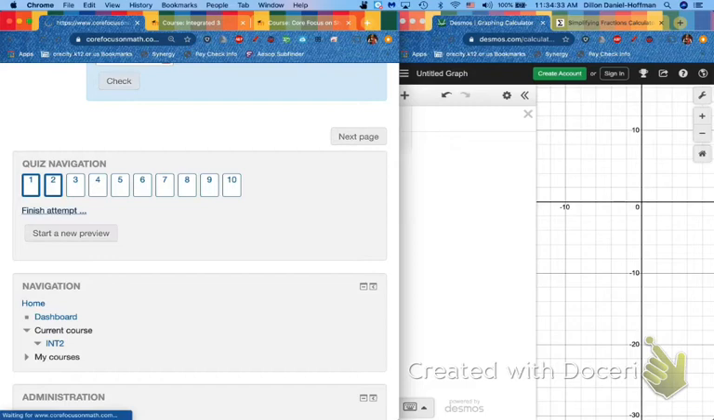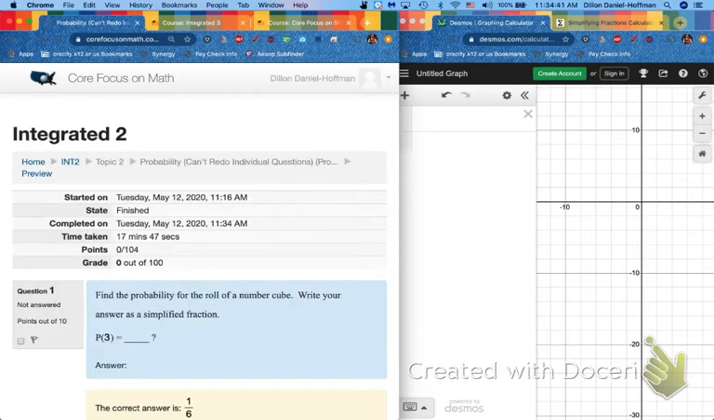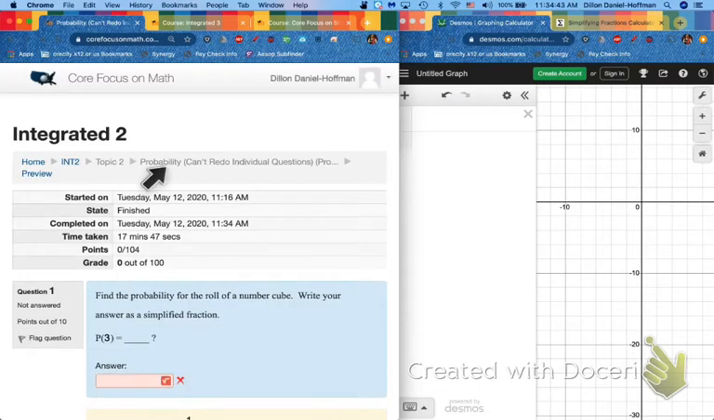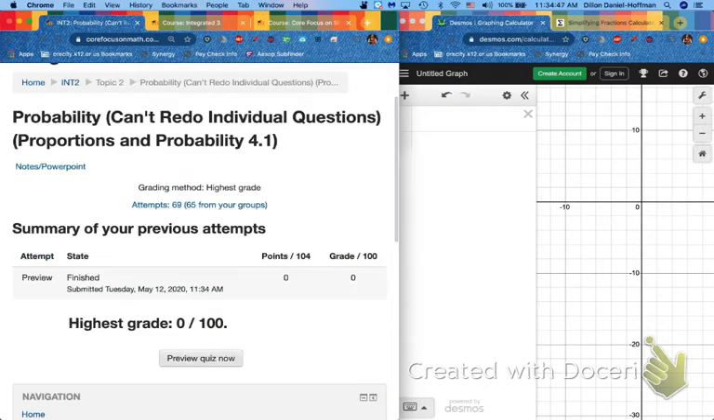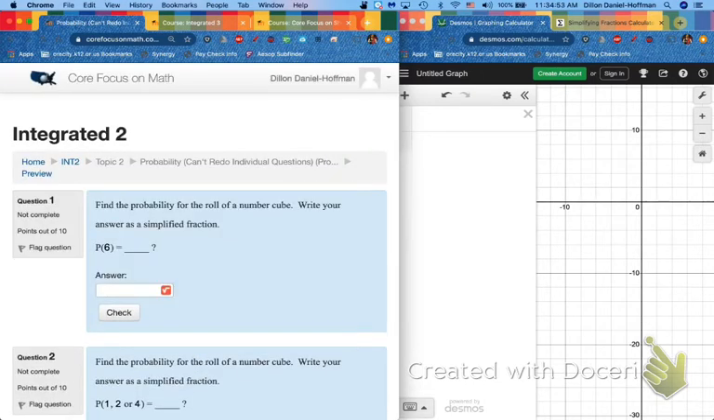When you hit finish attempt, it's going to give you mostly blank stuff. You submit all anyway. You're going to get a grade. Then you just hit right back to where it says probability. And you just redo it. And you're back at number 1. Square one, as they will. All right, let's go over this. It says find the probability for the roll of a number cube. Write your answer as a simplified fraction.